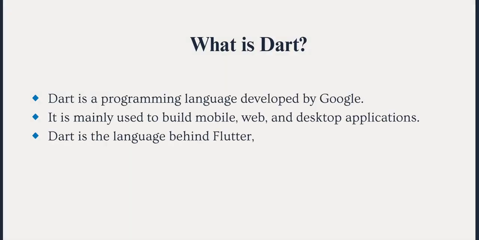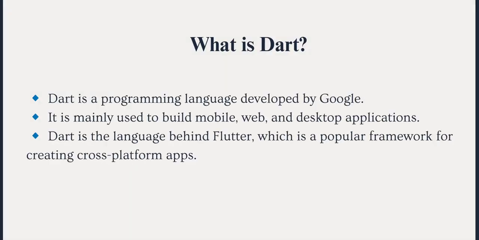What is Dart? Dart is generally a programming language which is developed by Google, which might also be known as an open source programming language. Where is it used? It is mainly used to build mobile, web, and desktop applications. Dart is the language behind Flutter, which is a popular framework for creating cross-platform apps. That means Flutter. We'll see the basic introduction of Flutter too in this video.